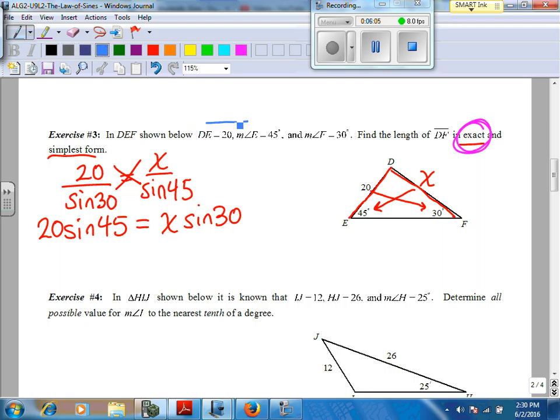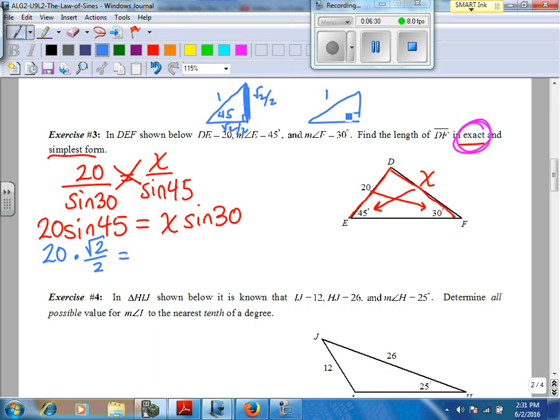Hopefully you guys remember your 45, 45, 90 right triangle. And if we're working on the unit circle, our radius is 1. The sides for the 45, 45, 90 are square root of 2 over 2, square root of 2 over 2. So sine 45, you should remember, is square root of 2 over 2, because that's the y value of that triangle. And then sine 30, we need a different triangle for, 30, 60, 90.